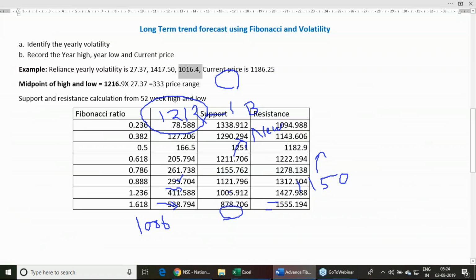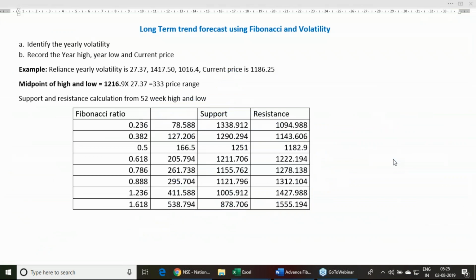In the process I have explained, keep testing the same process on a few more stocks, so you are able to know how a long-term trend forecast can be done with the Fibonacci and yearly volatility. The process is very simple. You need the yearly volatility, and you need the 52-week high and low. Take the midpoint, estimate the price range, and multiply it with the Fibonacci ratios to get the Fibonacci price ranges. Add them to the lows to get the resistances, and subtract them from the highs to get the supports.